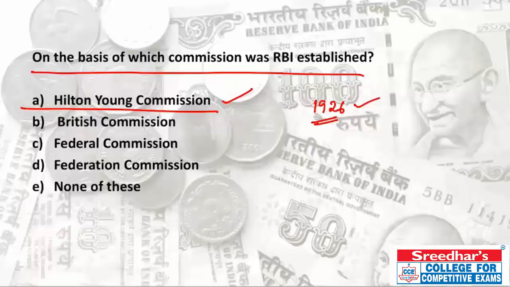The Hilton Young Commission is also called the Royal Commission. It studied Indian currency and finance, and made some recommendations to the British government of India for the creation of a central bank.